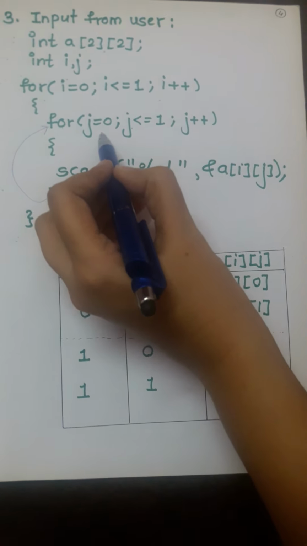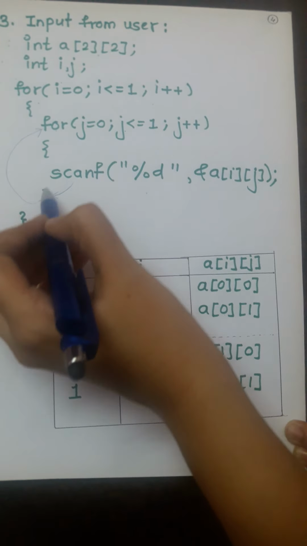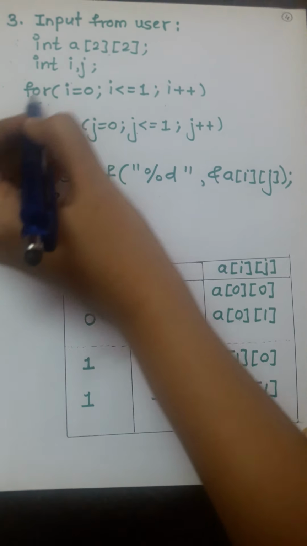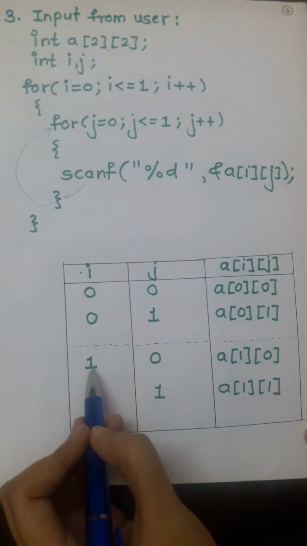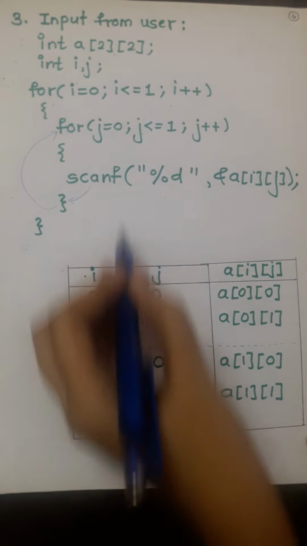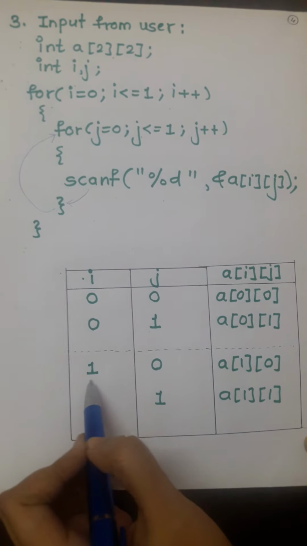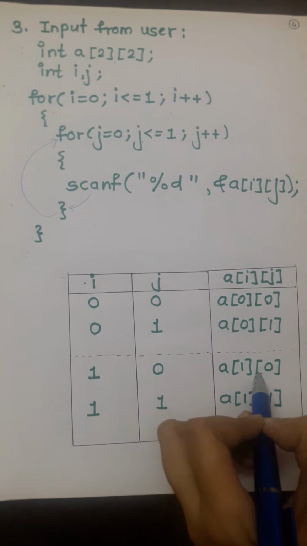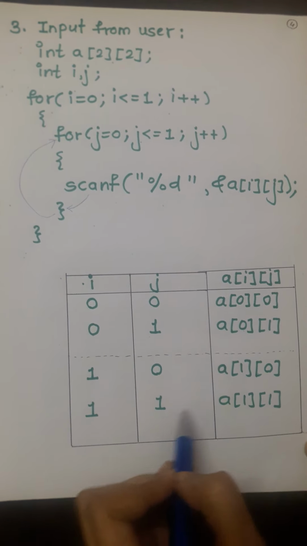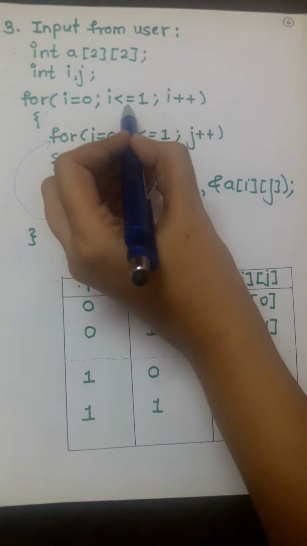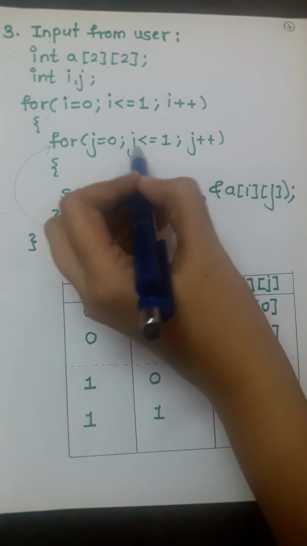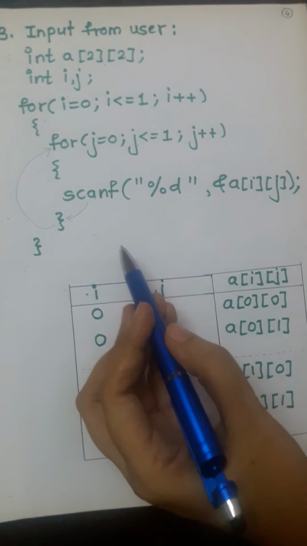Then value of j becomes 2, condition is false, so this inner loop is skipped. Then it will move to the outer loop. Now the value of i is 1. Again value of j is 0. So the next value is stored at a of 1, 0. Then the next value is stored at a of 1, 1. Then i becomes 2, j becomes 2. All the conditions are false.